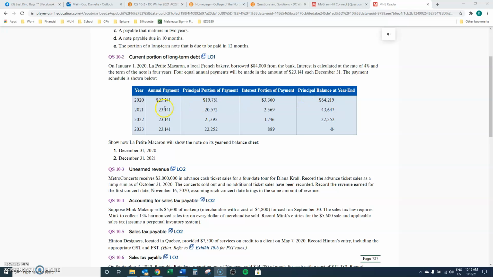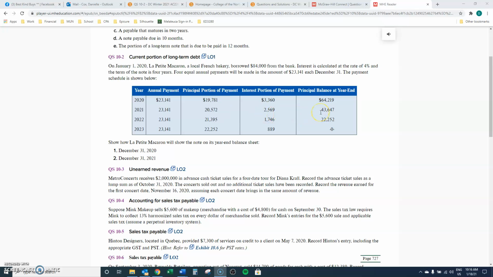Then in the next year, we're paying 4% interest on the remaining balance. So now we take the $64,219, which is the balance at the end of the year before, and multiply that by 4%, and we will get the interest payment of $2,569. Again, we know the total payment is $23,141. So if we subtract the interest that's being paid, the remaining part of that payment is principal, which gives us a principal payment of $25,772.